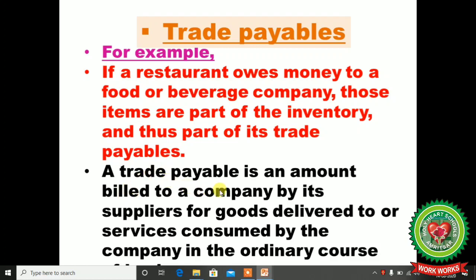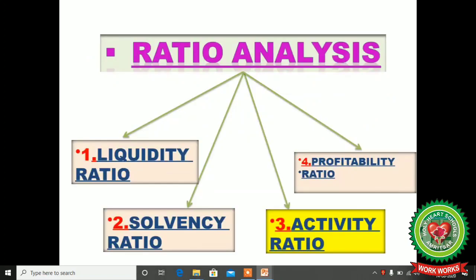Trade payable is an amount billed to a company by its supplier for goods delivered to or services consumed by the company in the ordinary course. If you purchase any raw material, any other thing, any accessory from the suppliers, then it is your liability here, and it is to be considered trade payables.